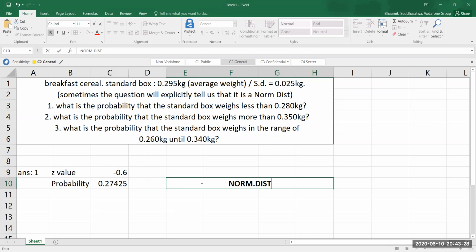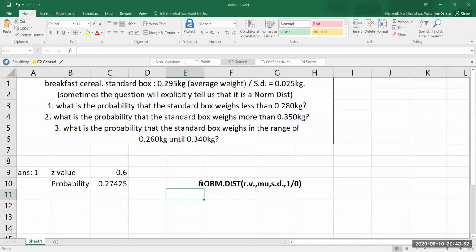So in Excel we have a formula which is known as NORM.DIST. NORM.DIST is going to take 4 parameters. Parameter number 1 is going to be my x or my random variable. The second parameter is going to be my mu or my mean. The third parameter is going to be my standard deviation. And the fourth parameter is a Boolean value, 1 or 0. The fourth parameter is the most important in this case.